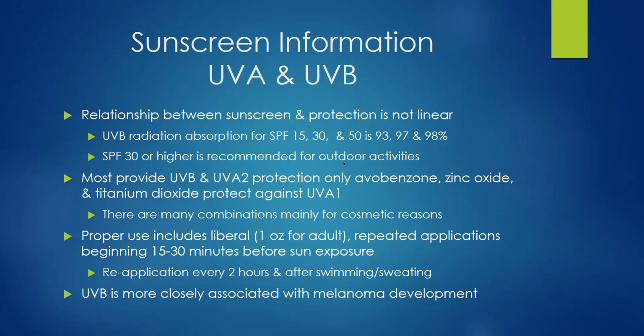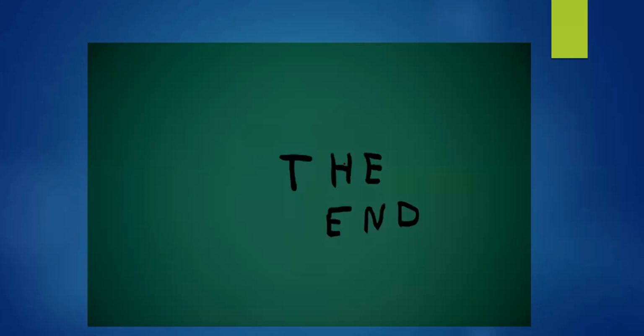Proper use includes a liberal amount, about 1 ounce per adult, with application 15 to 30 minutes before sun exposure. Reapplication every 2 hours, and after swimming or sweating. UVB is more closely associated with melanoma development.